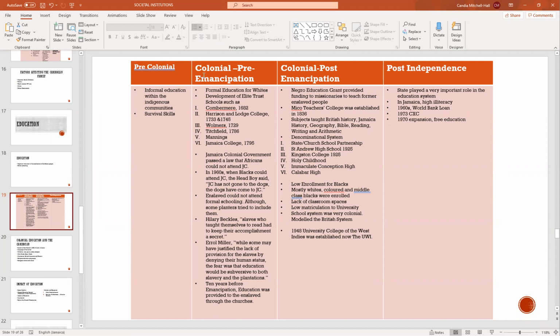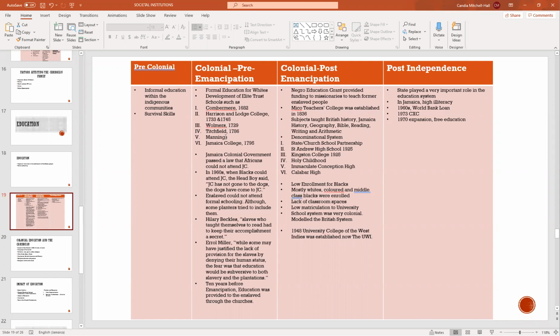Again, the colonial education period, which is a very popular part on the exam. During the colonial period, you had formal education for the whites. So the first part, which is the pre-emancipation, before slavery, schools were developed, but the schools were not developed for blacks, they were developed for whites. The whites who lived in the colony.